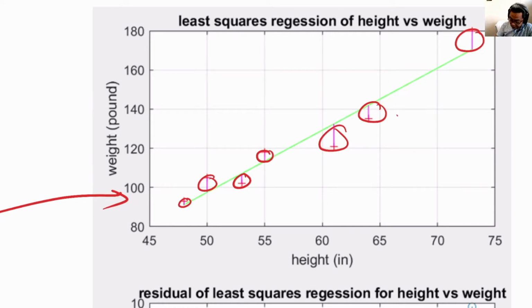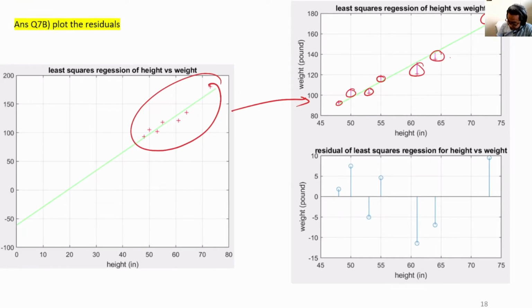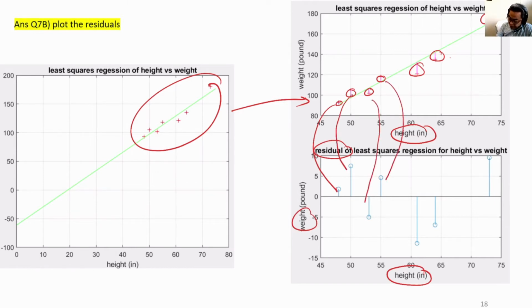These are the errors, and of course we can plot it in a different way where we have the height and the difference, the residual error, between each of these points. So this is this point, this is this point, this is this point, and so on. Okay, so with that, we can answer question 7A and 7B. Thank you.